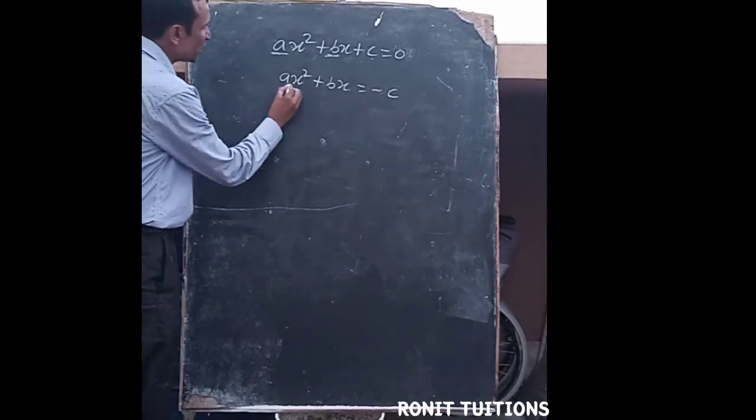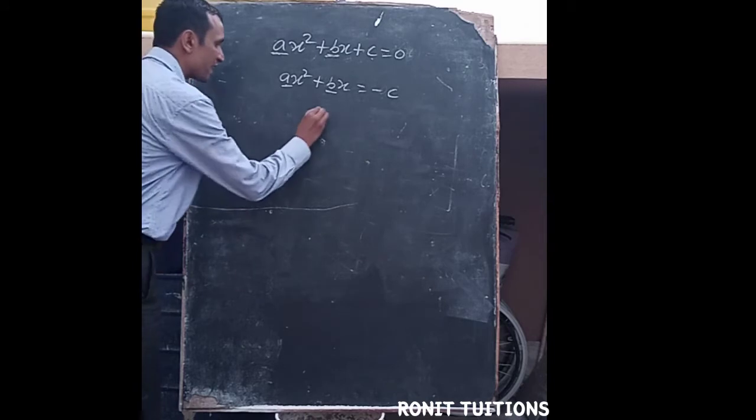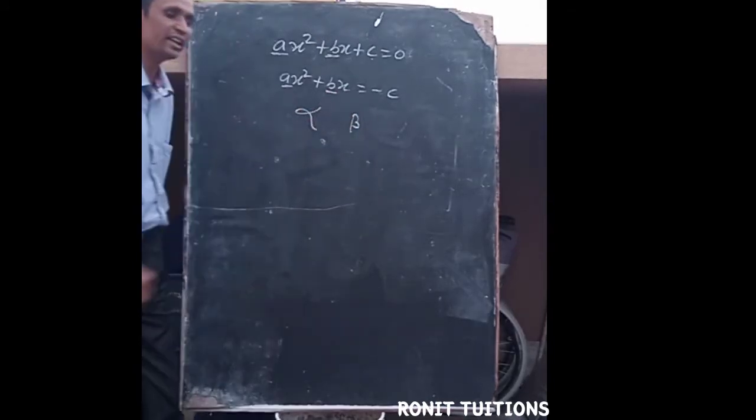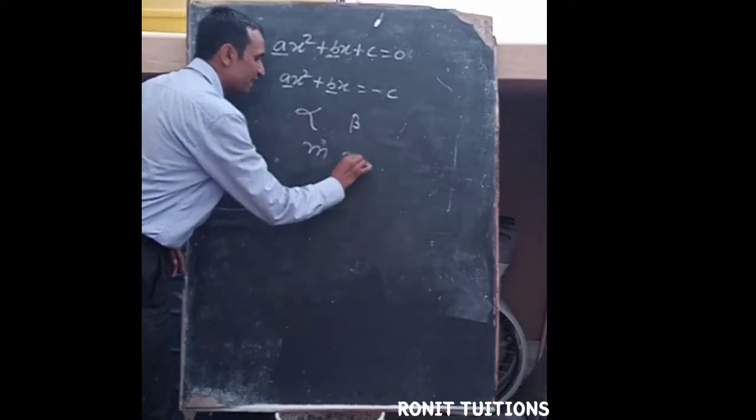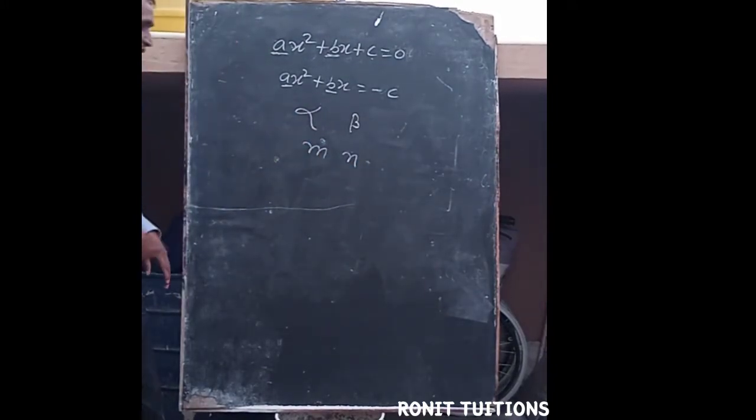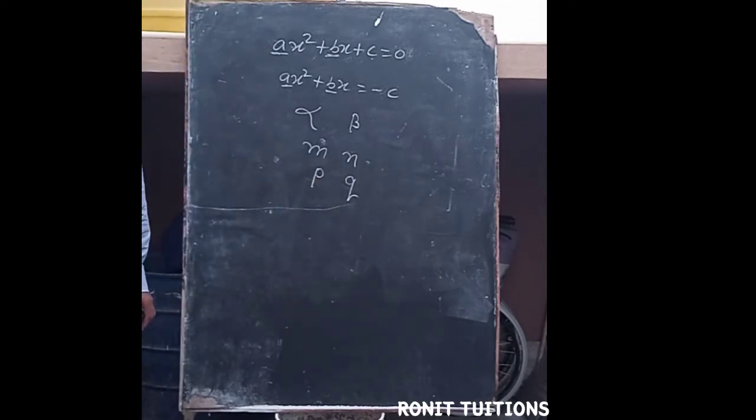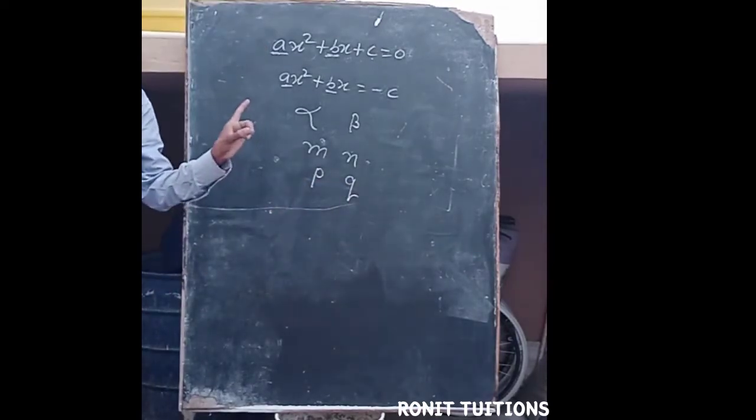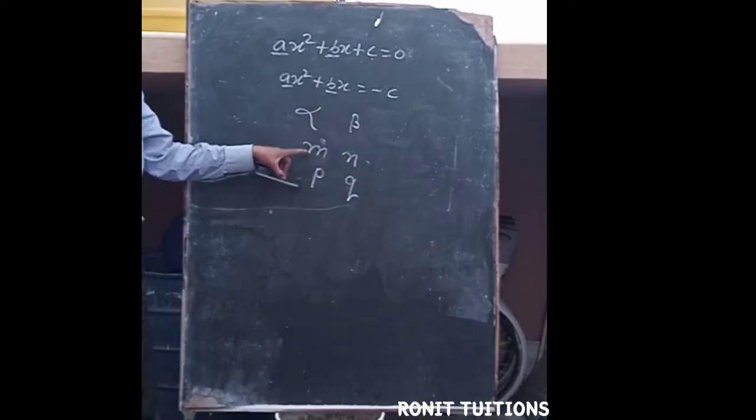Now what are these values? Suppose we take them as numbers. Sometimes they are written as alpha and beta. Sometimes they are written as m and n, any number taken. Sometimes they are written as p and q. Like that we did the linear equation. Here I am directly writing the formula. It can be derived also, next.